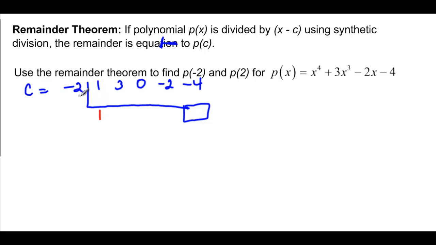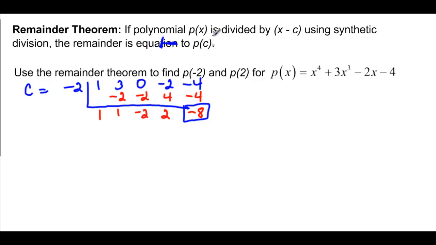Bring down 1, multiply by negative 2, and then add this row so we get 1. And 1 times negative 2 would be negative 2, plus 0 would be negative 2. Remember, multiply on the diagonal, so that would be positive 4. And then add the column, so that gets us positive 2. And 2 times negative 2 would be a negative 4, and that would give us negative 8. So what this is really saying is if we were to plug and chug negative 2 into this function, we would end up with negative 8.